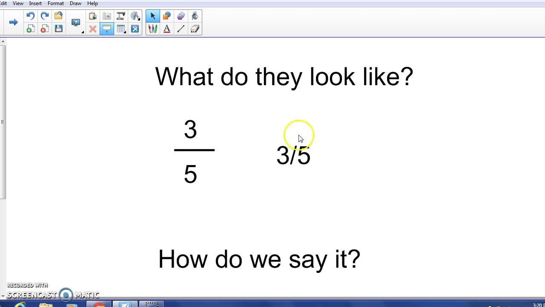And we'll talk about the different parts of a fraction in a minute, but we always read the top number first, or the left number first. Then we have words for the bar, such as out of, divided by, and the bottom number is last. So 3 out of 5, or 3/5.